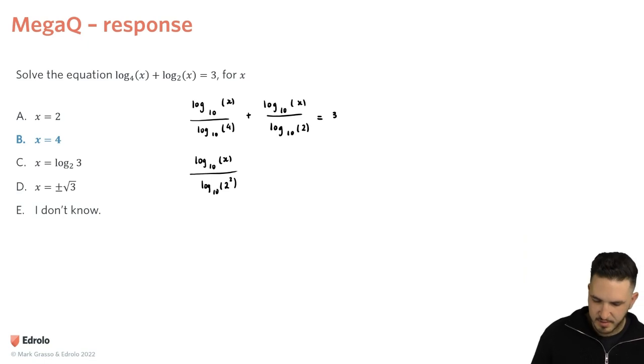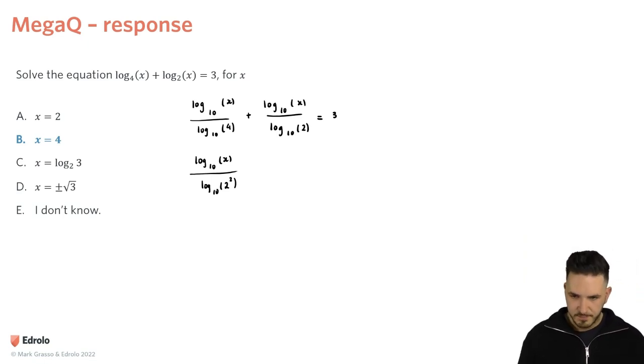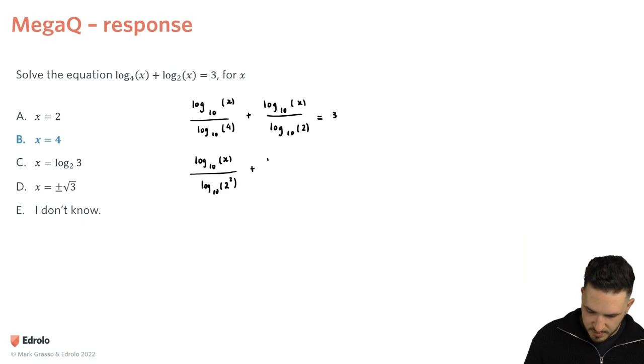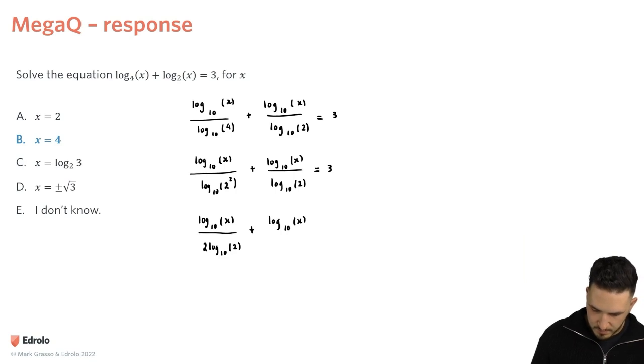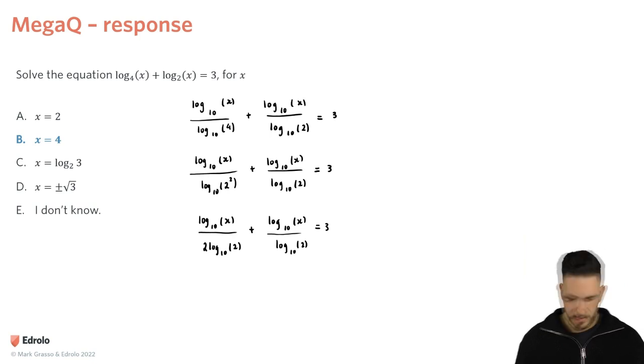So now we can see we have log 10 of x on log 10 of 2 squared, so we can use our power law eventually, plus log 10 of x on log 10 of 2 equals 3. We can't do anything to the right-hand side at this stage. So now we have log 10 of x divided by log 10 of 2 squared plus log 10 of x on log 10 of 2 equals 3. From this point on, we can see we've got fractions.